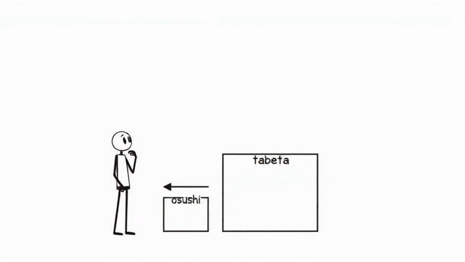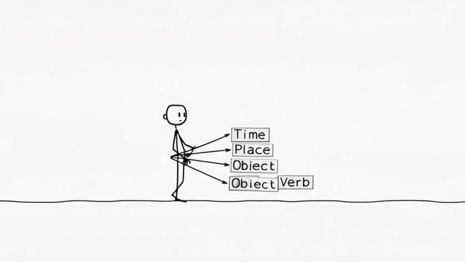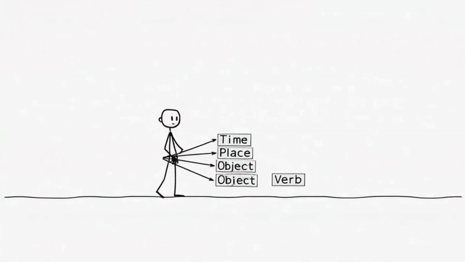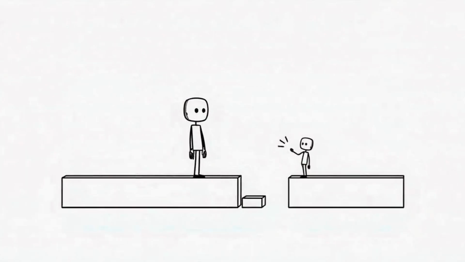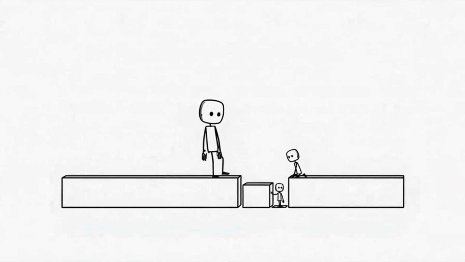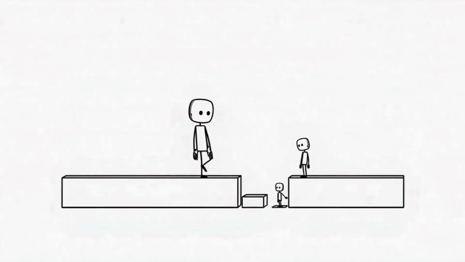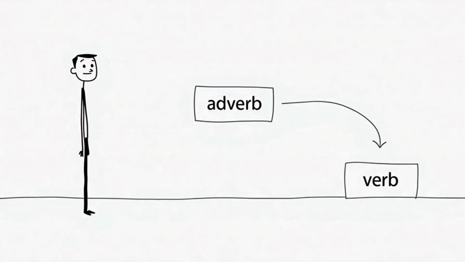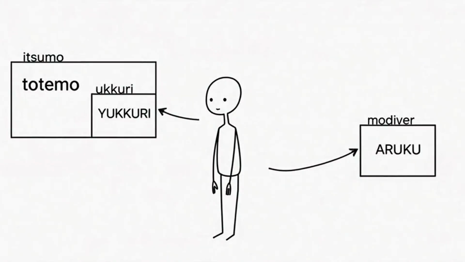The entire lengthy description, kinou itta resutoran de tabeta, all stacks up before osushi. The Japanese brain builds nested boxes where each smaller box is placed inside a larger one, always moving toward the central point.